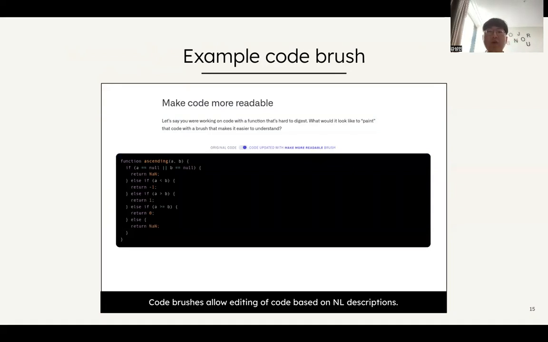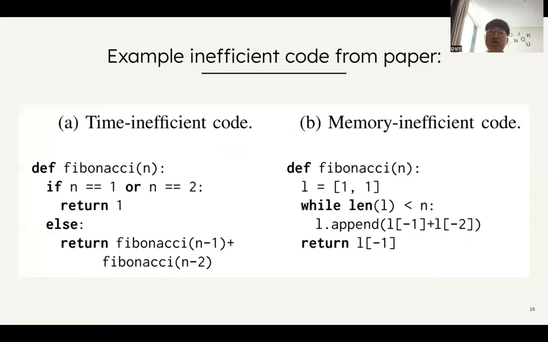And so while code brushes are interesting in their own right, the important implication for genetic improvement is that we can ask the large language model to optimize code based on the traditional genetic improvement objectives. For example, we provided some inefficient code in our paper. The first is time inefficient code, which calculates Fibonacci numbers in exponential time.